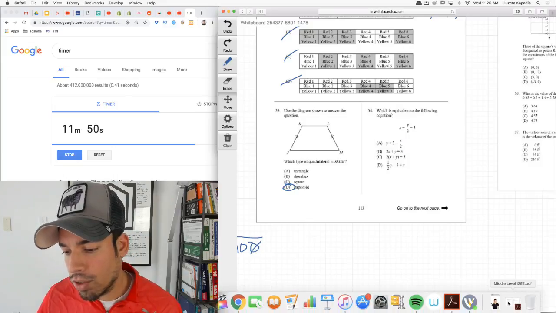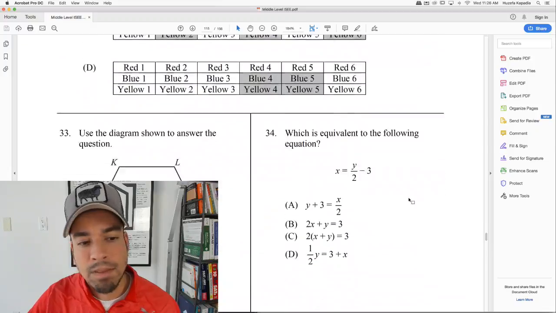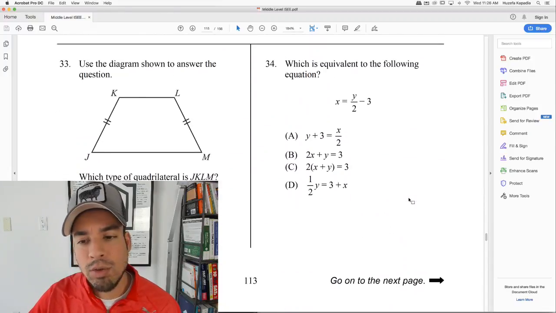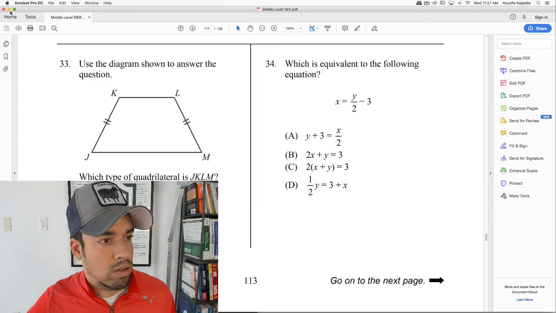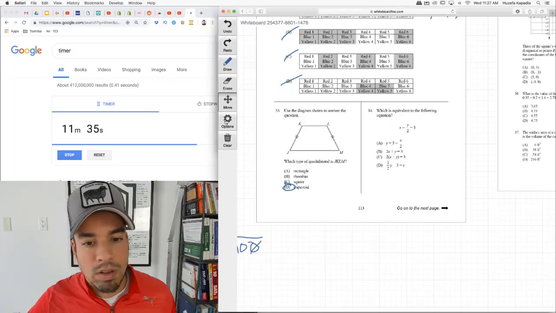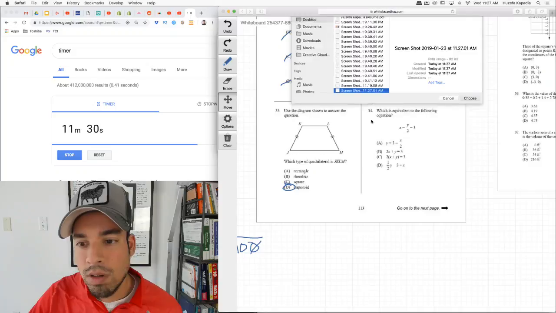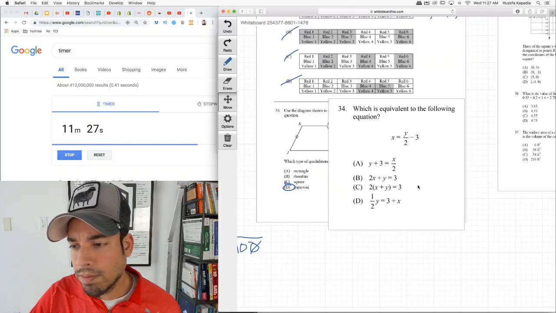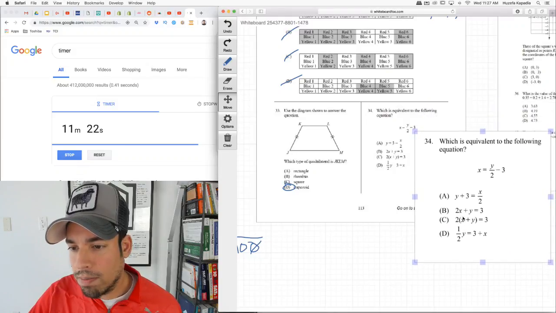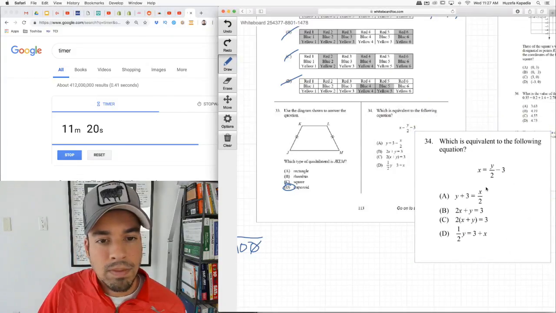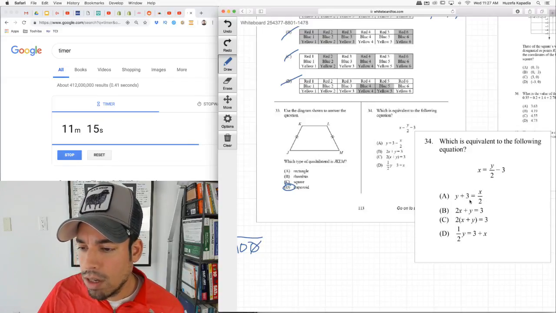Which is equivalent to the following equation? Let me make sure I'm reading it right. X equals... all right, you know what? I'm going to take a screenshot of this. We'll just put it off to the side and then here like this. Check it out. Which of the following is equivalent? So we're going to have to look at these and see what they've done here.